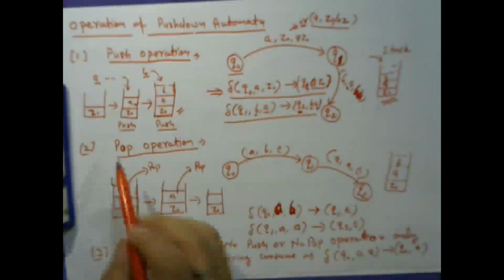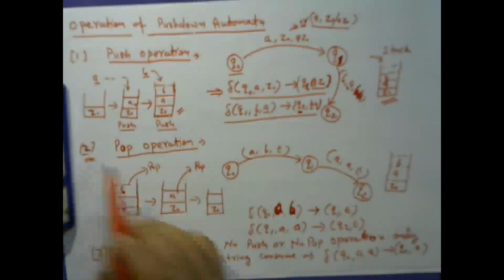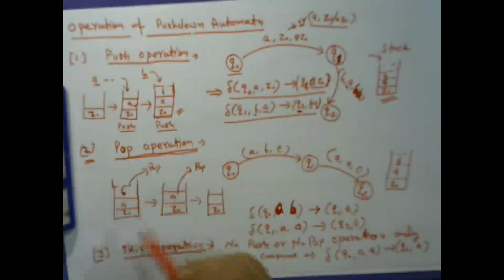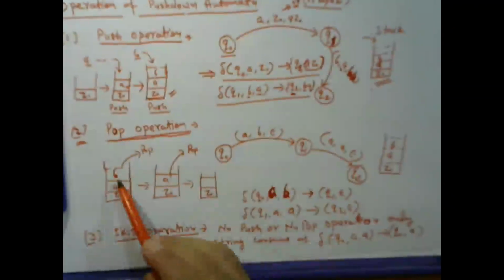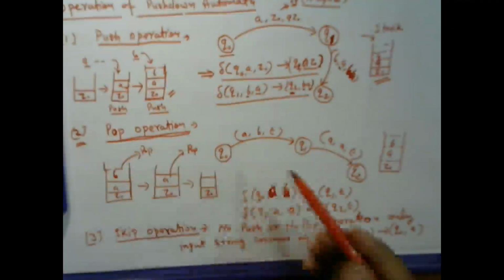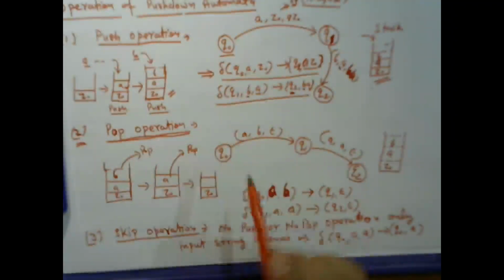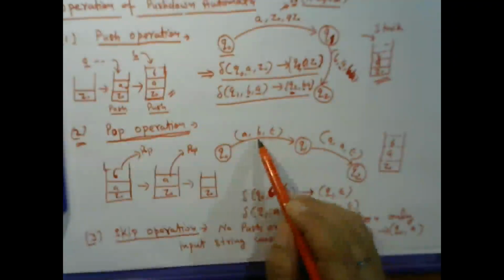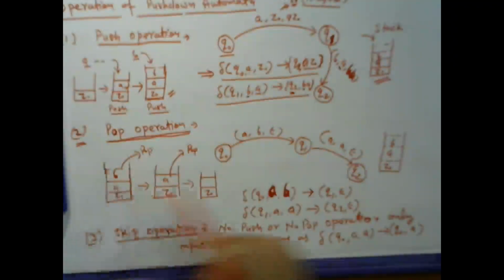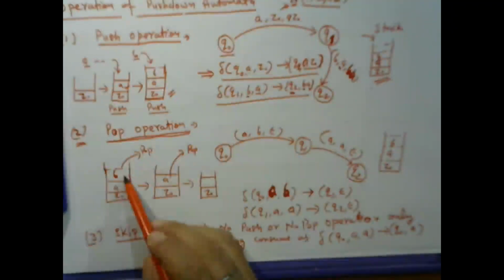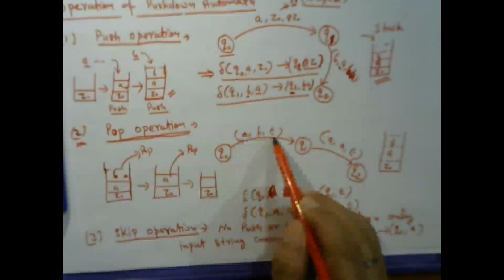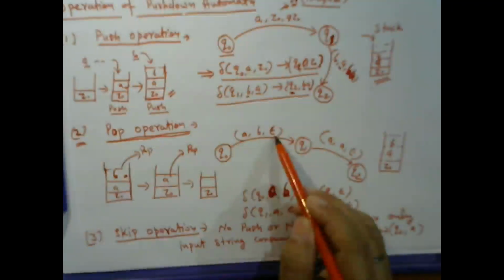Now the second operation, the pop operation. Suppose the stack is B A Z0, the same elements, and we want to pop B from the stack. Suppose you are in the Q0 state, the input is A, and the top symbol is B, because B is the top of the stack. To pop B from the stack, we follow the operation with epsilon in place of the top symbol.